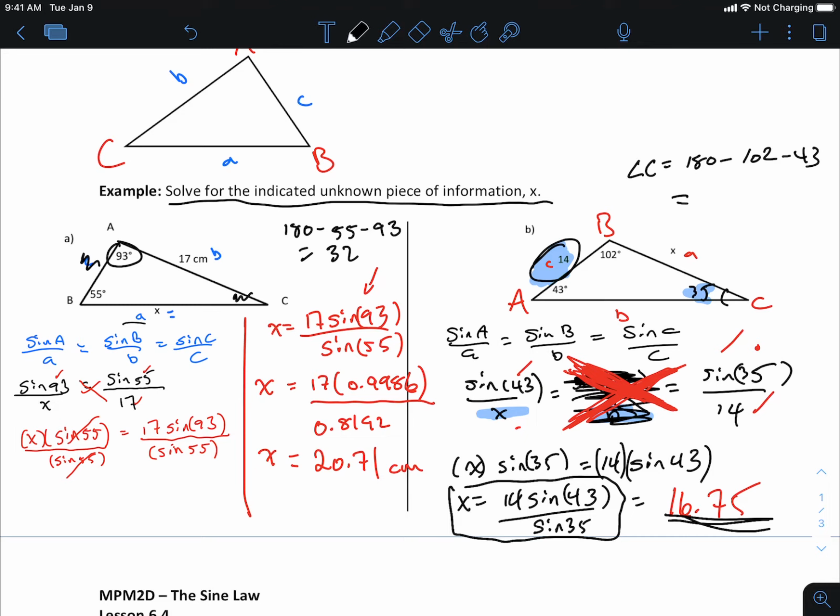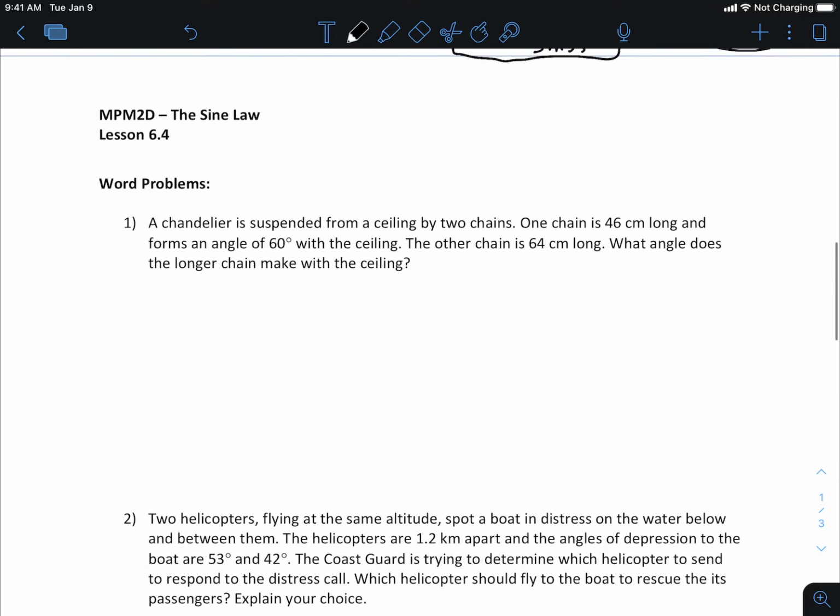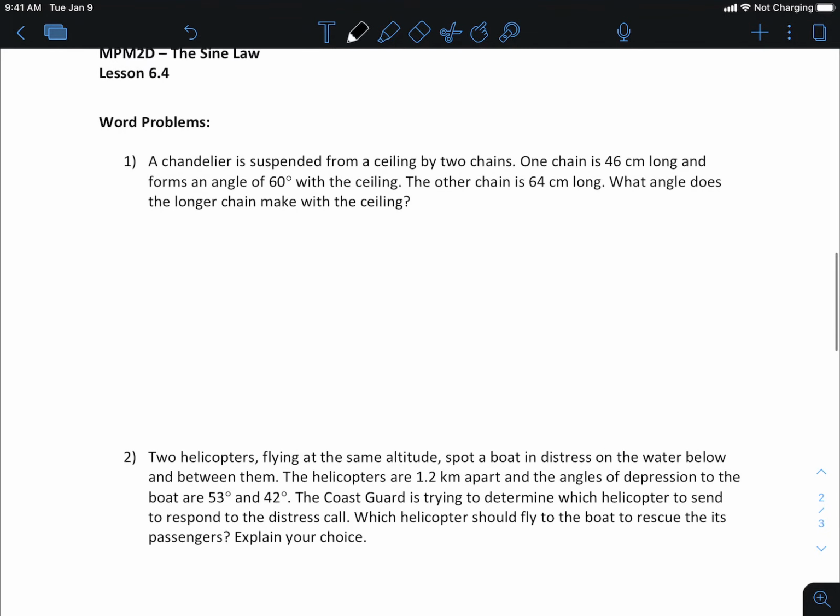So, let's go down. We'll look at the word problems. Okay? Does everybody know what a chandelier is? Okay. It's a big light. It hangs from the ceiling. In this instance, it's so big it needs 2 chains. Okay? So, a chandelier is suspended from the ceiling by 2 chains. One chain is 46 centimeters long and forms a 60-degree angle with the ceiling. The other chain is 64 centimeters long.